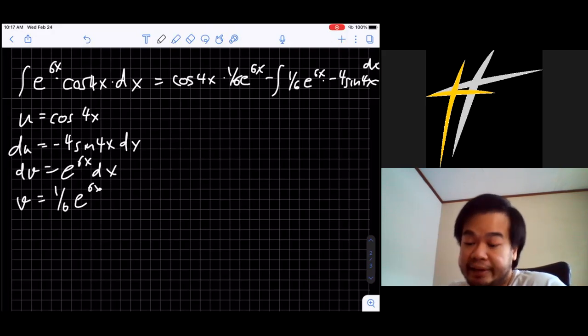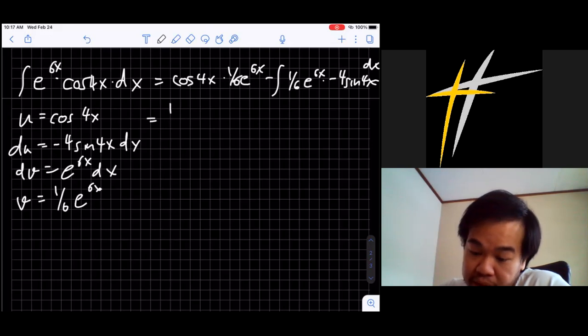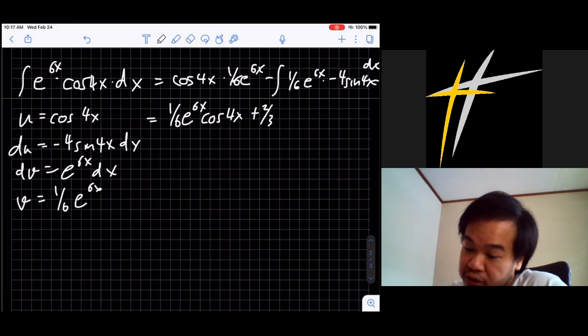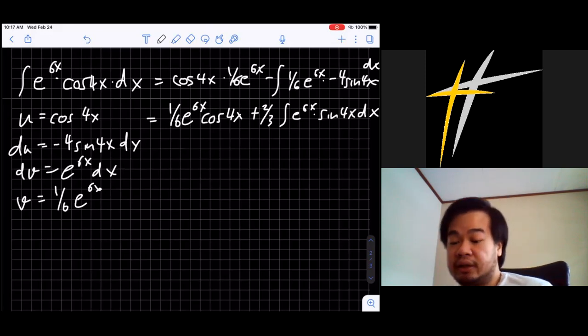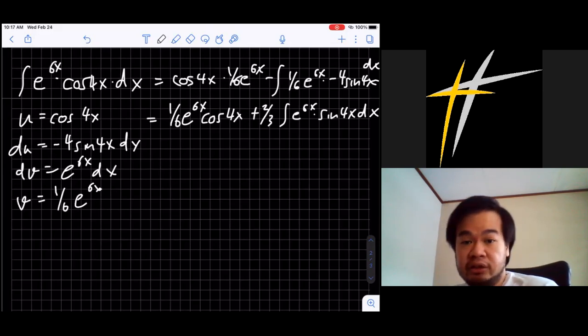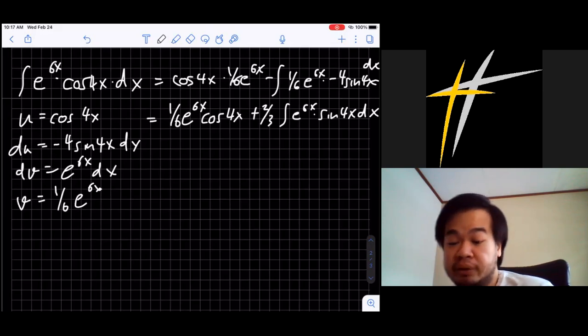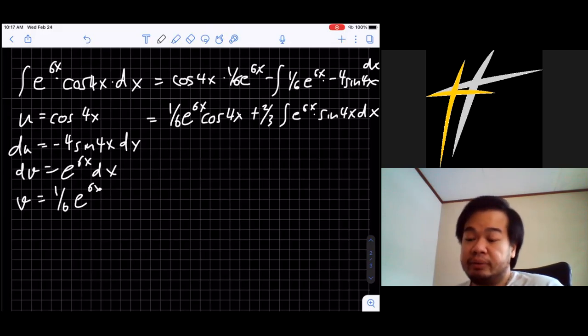Okay. So if I simplify a bit, it's going to be 1 over 6 e power of 6x cos 4x plus 2 over 3 integral of e power of 6x times sine 4x dx. Now you get another integration that you cannot solve, and look, it's pretty similar. It's neither more complex nor simpler. So it's still trigonometry times exponential. So let's do it one more time, but we need to do it consistently.